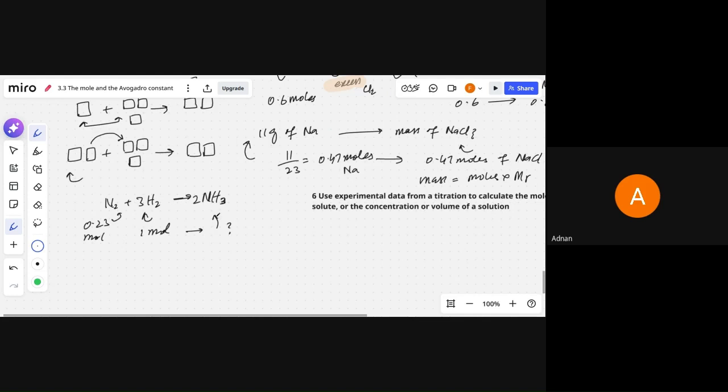Now you cannot relate the mole ratio between nitrogen and ammonia, or hydrogen and ammonia, to find the amount of ammonia before solving for the limiting reactant, because the limiting reactant will react completely and it will give you the correct yield of ammonia, right?